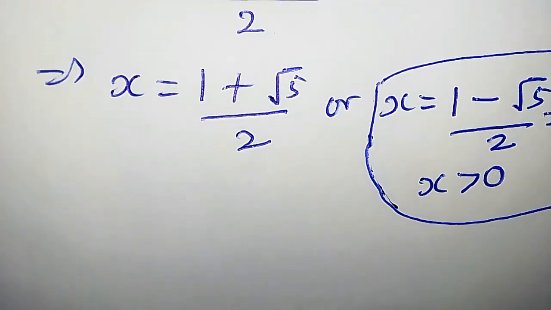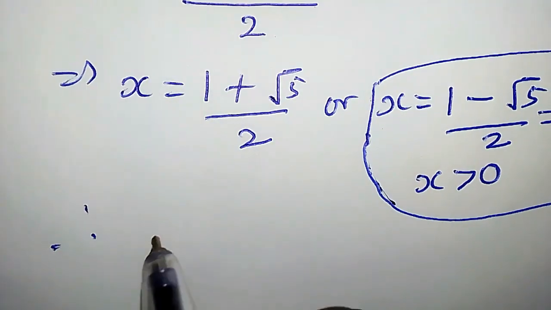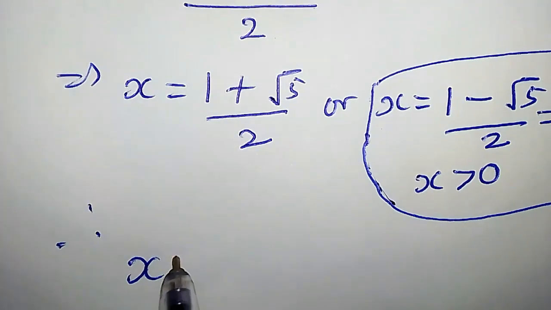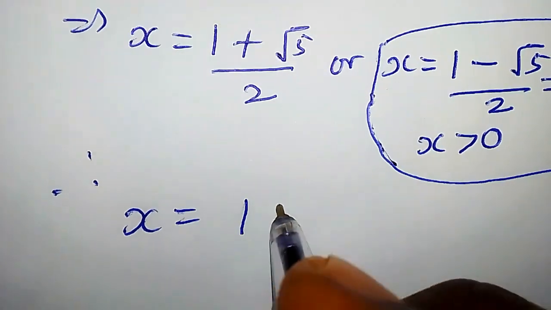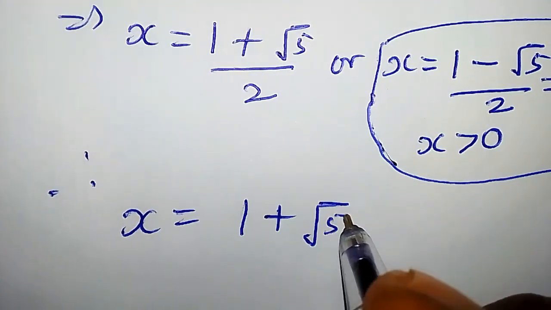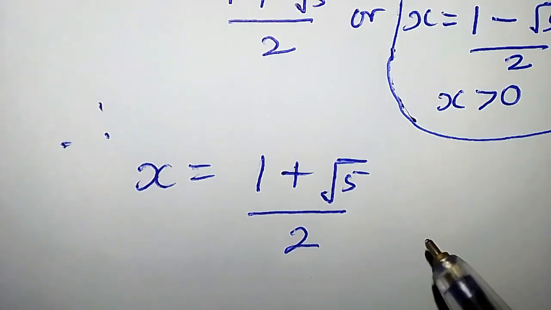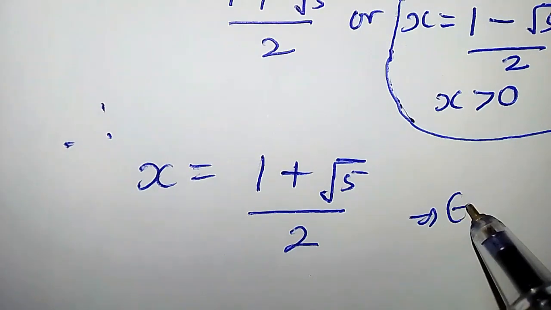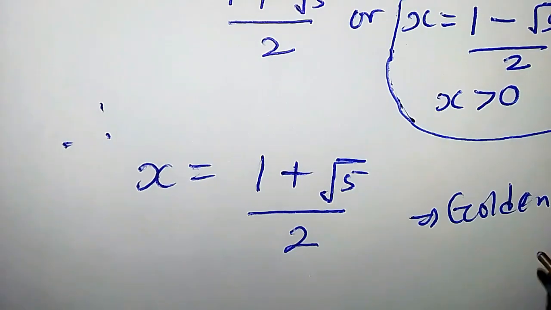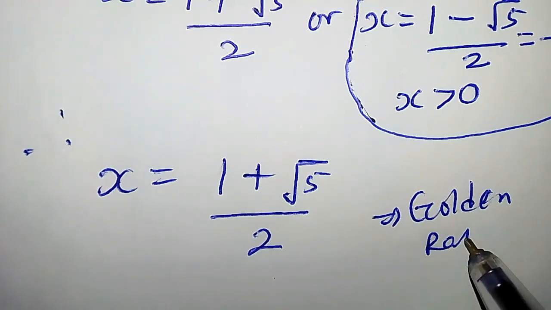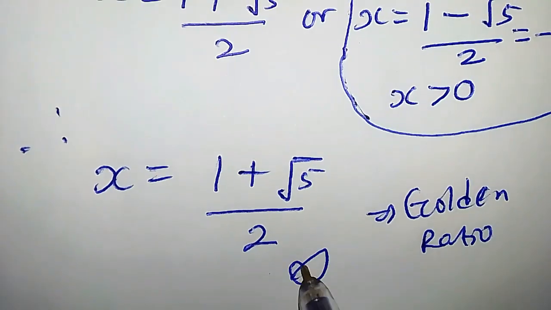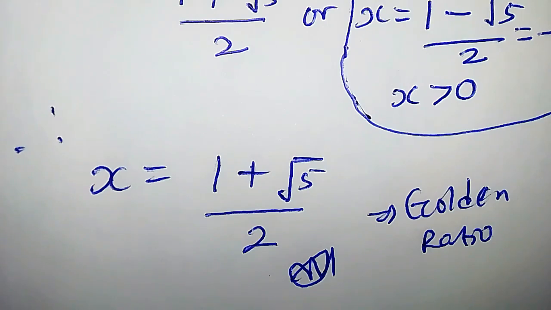As a result of this, therefore, the value of x is equal to 1 plus square root of 5 over 2. This value is often referred to as the golden ratio. This is the required solution for this radical equation.